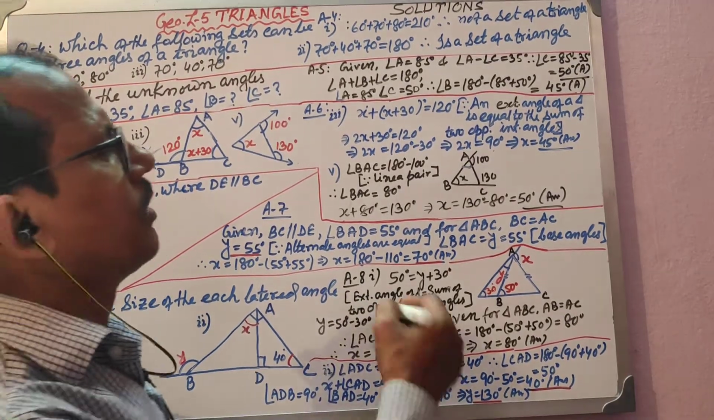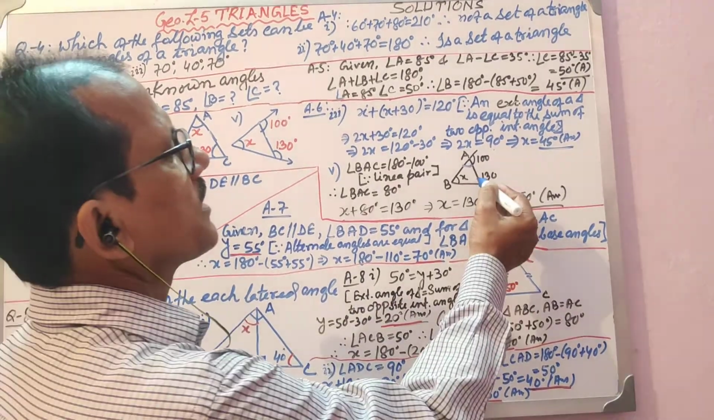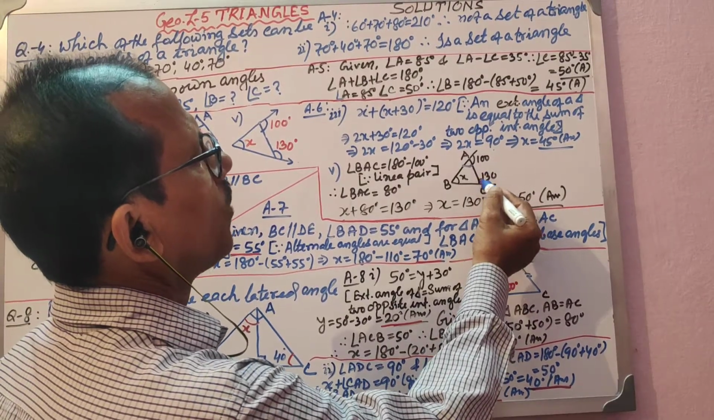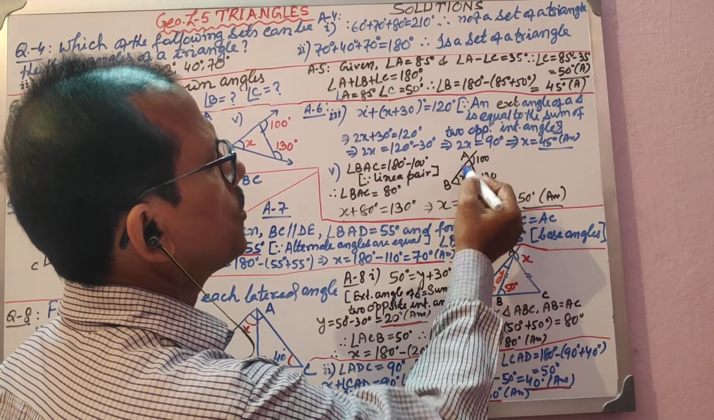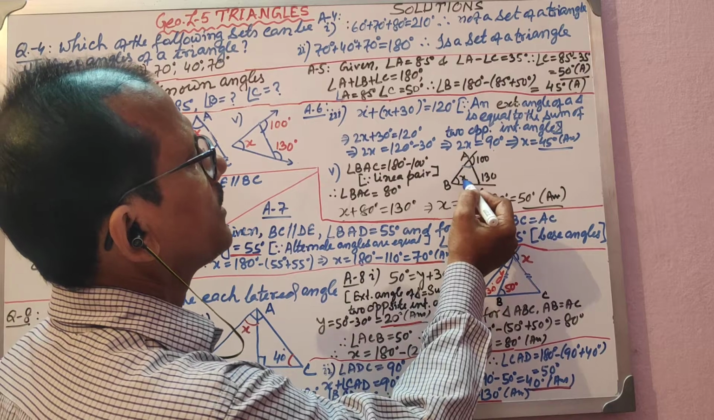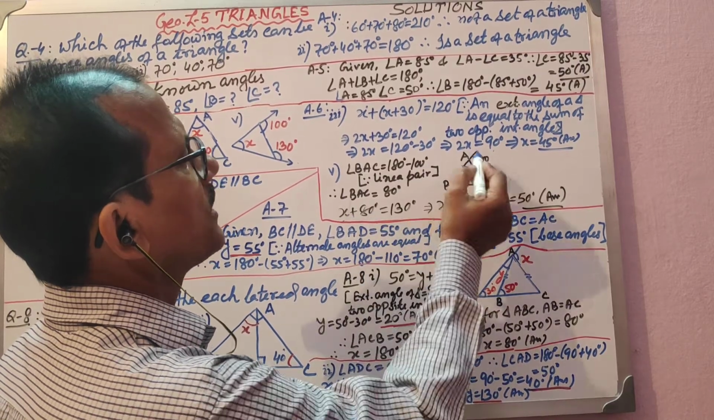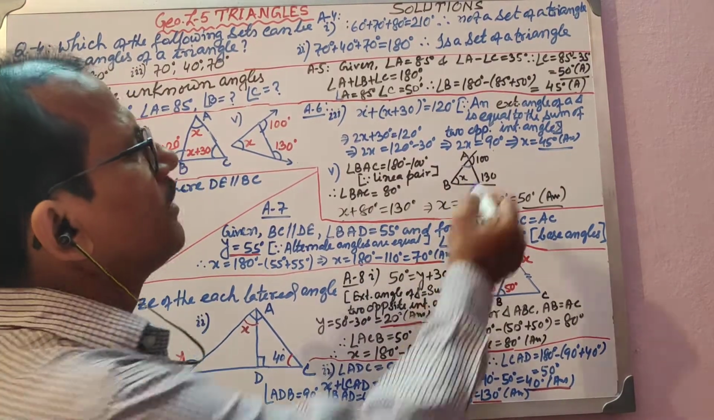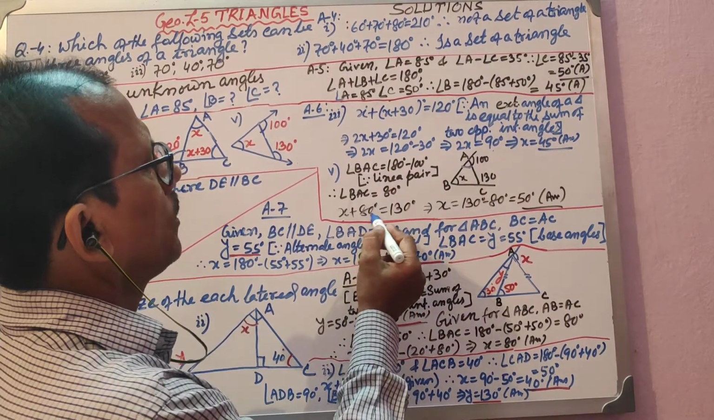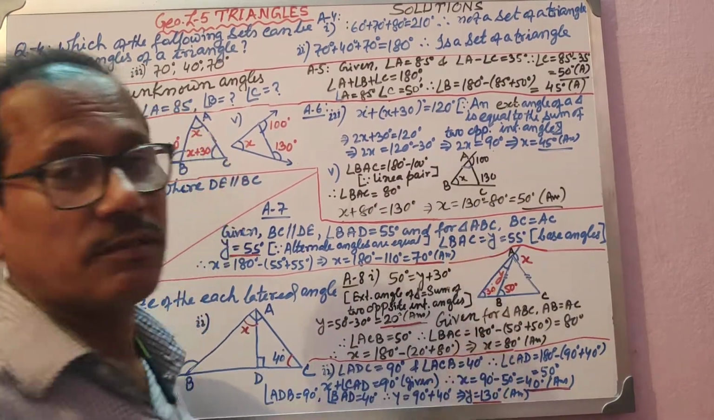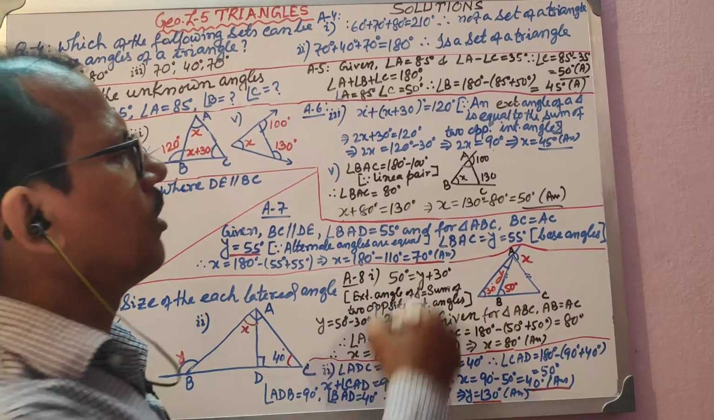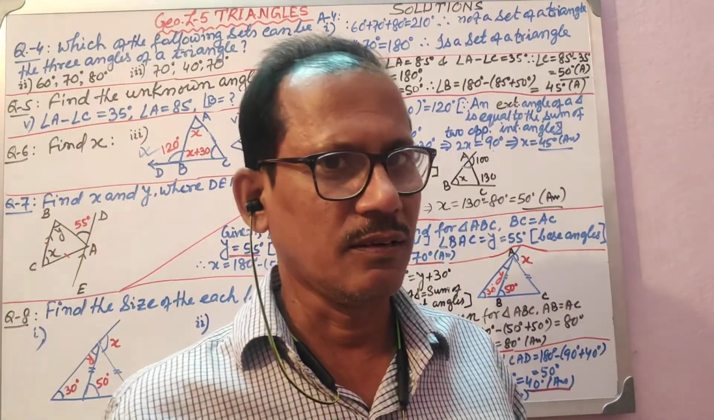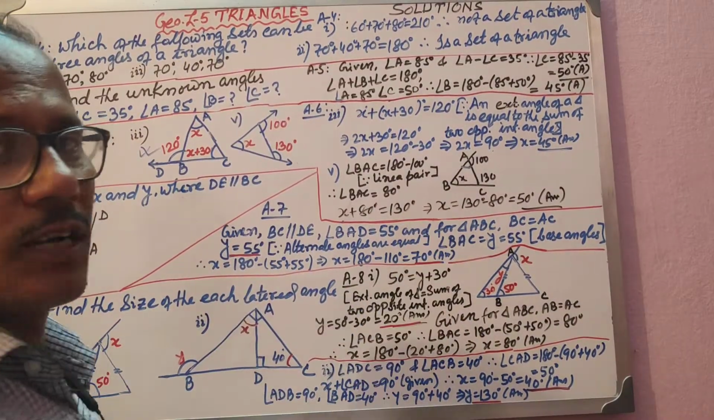But what you have done is the exterior angle property. The exterior angle 130 degrees is equal to the sum of these two. That means this is 80 degrees, this is x degrees. x degrees plus 80 degrees is equal to 130 degrees. The same law, therefore x will become 130 minus 80, that is 50 degrees. Is it not? You have gone for the exterior angle property. Now I hope you have understood it.